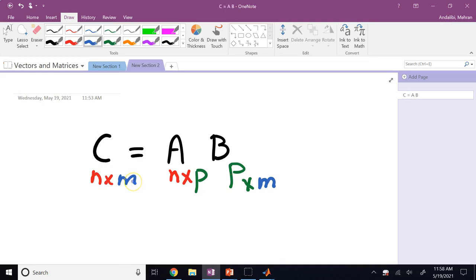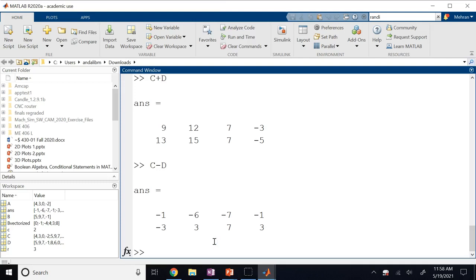Okay, and this is very important. When you multiply matrices, you always need to have this condition. Otherwise, it's not going to work. So, can I multiply C by D? The answer is no. Why?